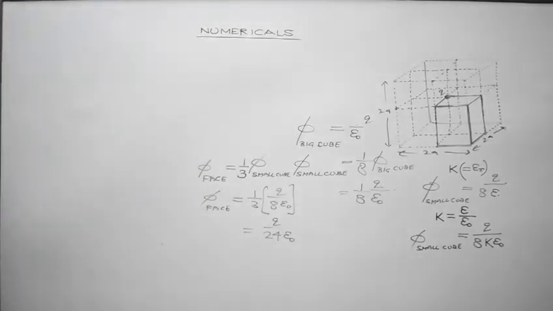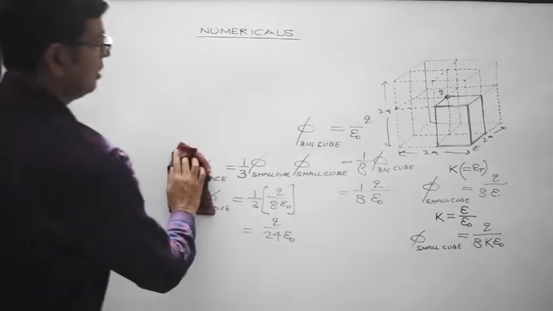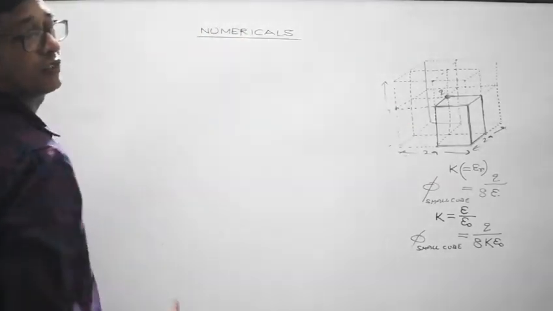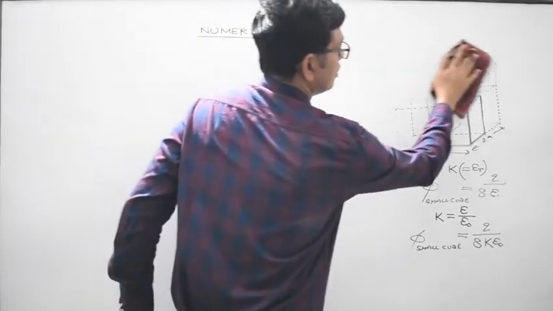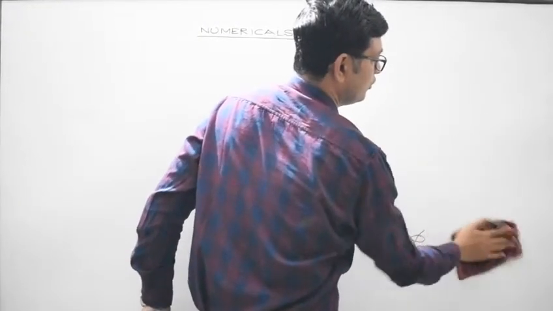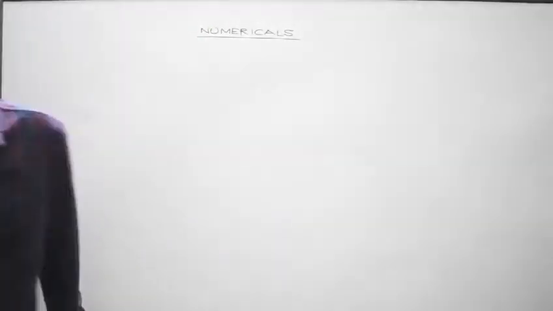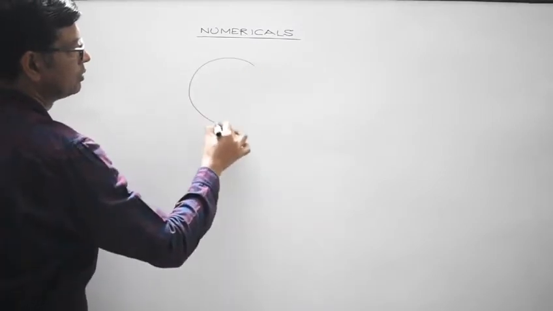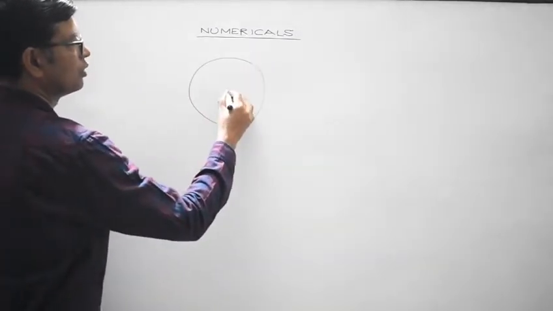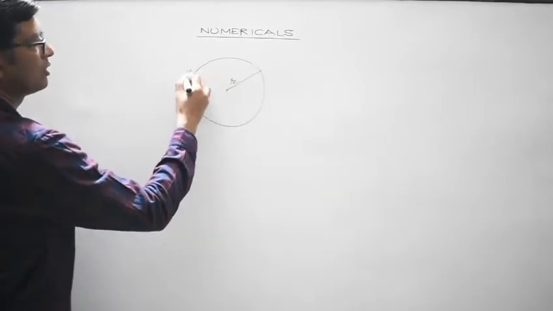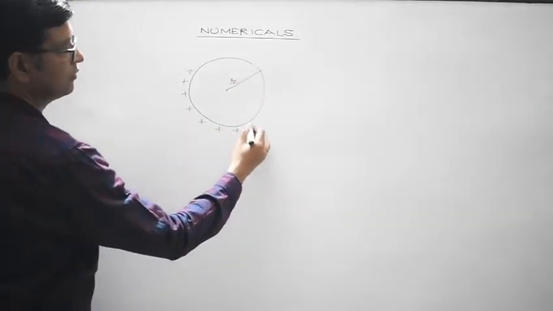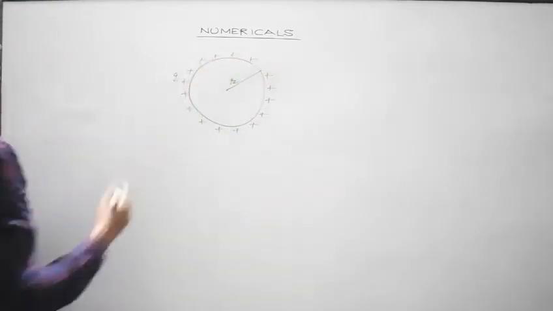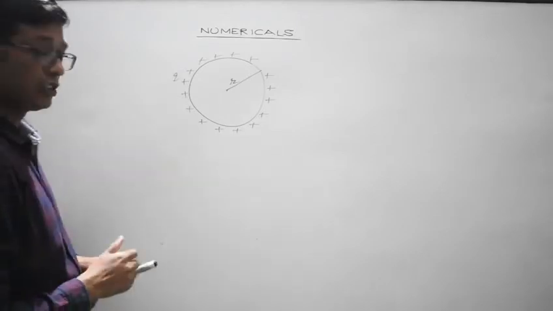Like, we'll consider the case of a ring or a loop. Suppose a loop or a ring of radius r is given, and a charge q is uniformly distributed over its circumference. We are considering this case. Suppose it is a loop or a ring, say of radius r, and charge q is distributed over its circumference like this, right? Listen to the question very, very carefully.